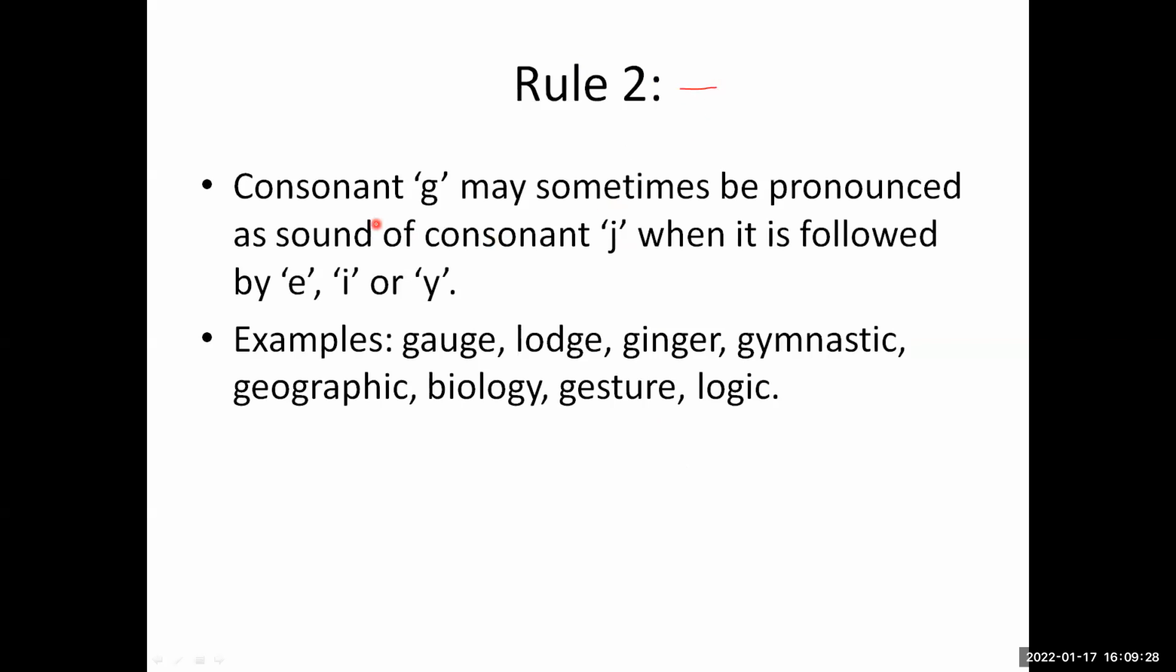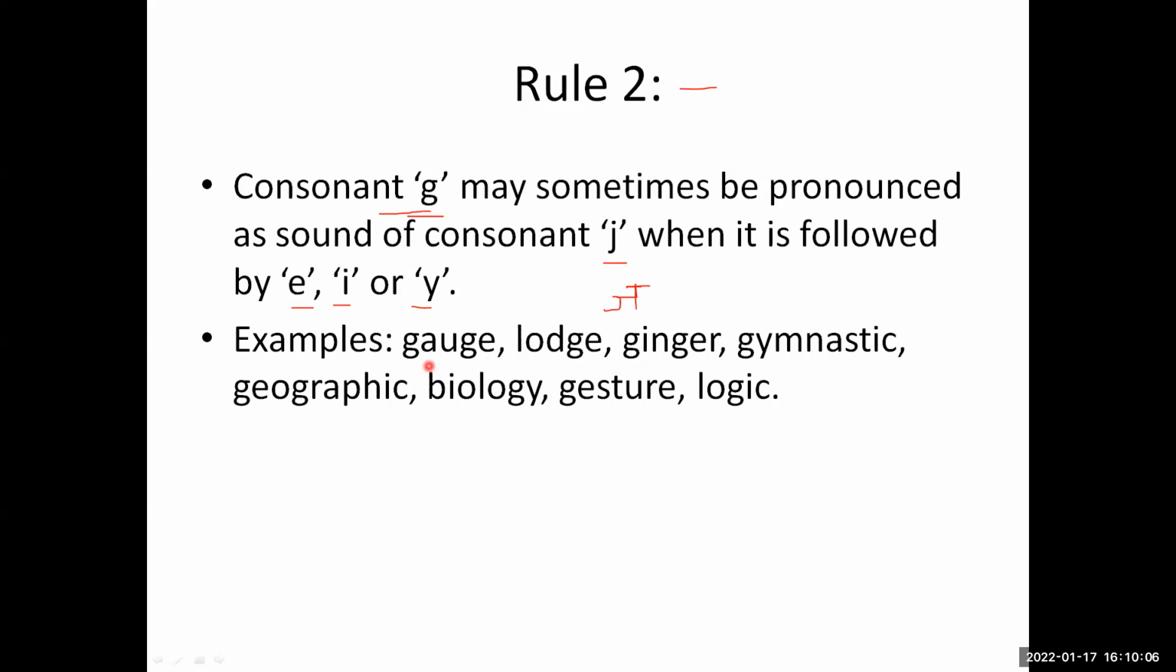Now this rule number 2 is about consonant G. So consonant G may sometimes be pronounced as the sound of consonant J. That is J. Okay, when it is followed by E, I, or Y. Again here also, after G, if there is E, if there is I, if there is Y, how are you going to pronounce it? You are going to pronounce it as J. Okay, let's see examples here.